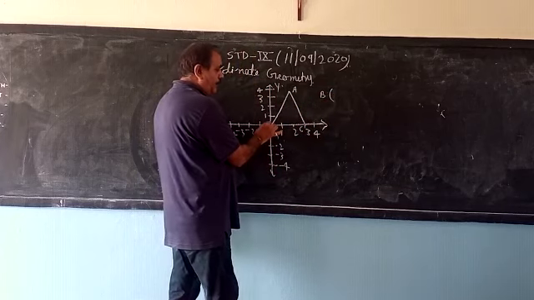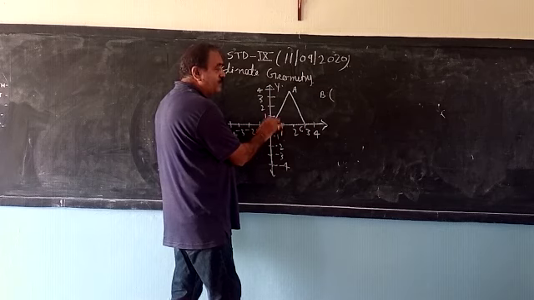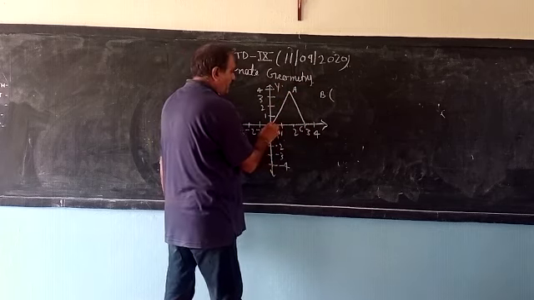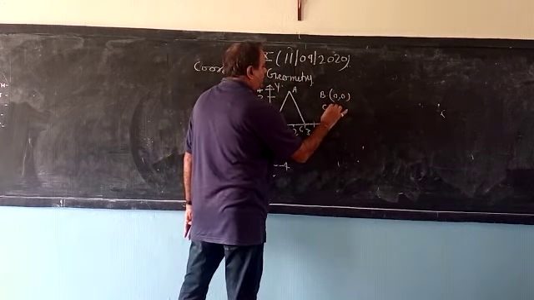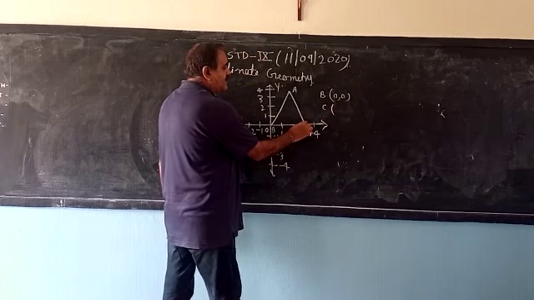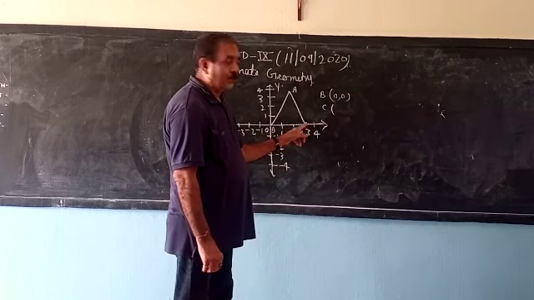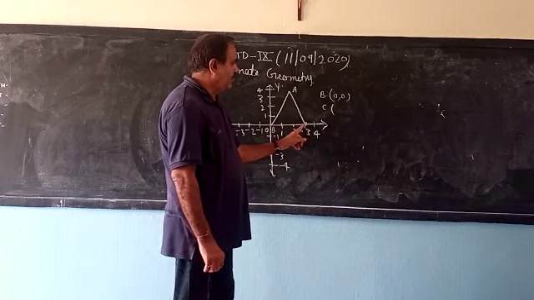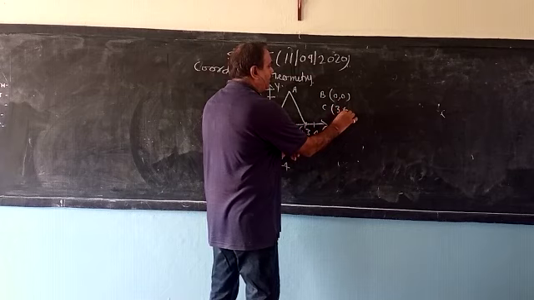What is the coordinate of B? This point lies at the origin. Origin means x coordinate 0, y coordinate also 0. So B's coordinate is (0, 0). What about C? The x value is 3 and y will be 0. Why? Because this point lies on the x-axis only, not on the y-axis. So C's coordinate will be x is 3, y is 0.